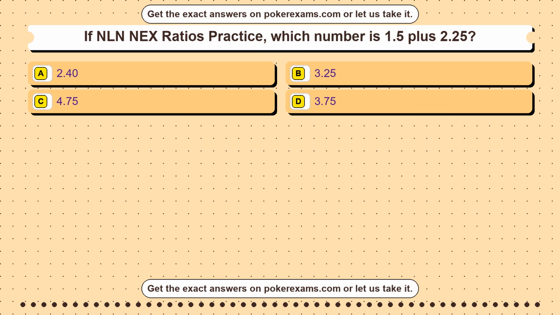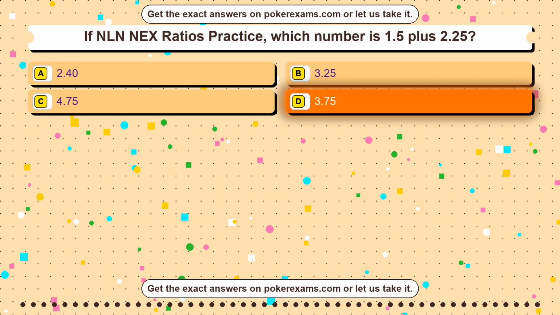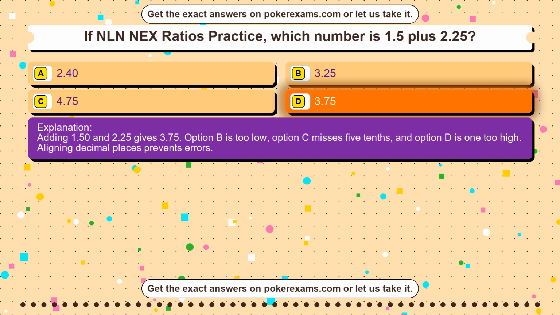Question 30. If NLN NEX Ratios Practice, which number is 1.5 plus 2.25? Option A 2.40. Option B 3.25. Option C 4.75. Option D 3.75. The correct answer is option D, 3.75. Adding 1.50 and 2.25 gives 3.75. Option B is too low, option C misses 5/10, and option D is 1 too high. Aligning decimal places prevents errors.